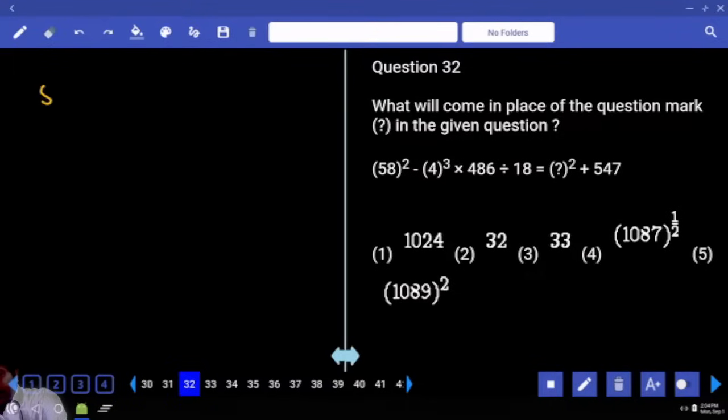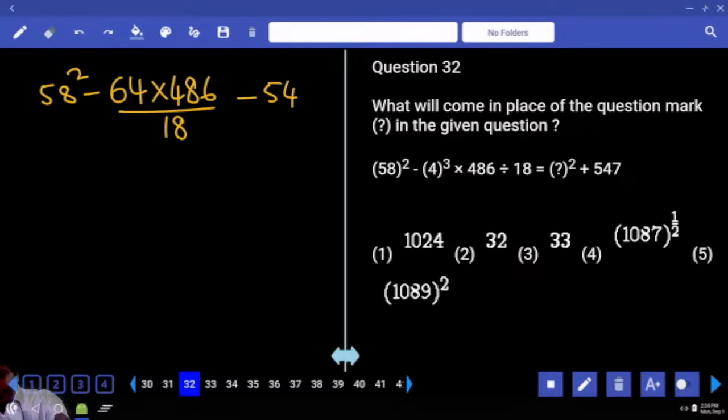Right, 58 square. Don't write it. 4 cube, easy to calculate. So let me write 64 into 486 divided by 18, right hand side extra number. 547 comes to this side, correct? And this value is equal to x square.